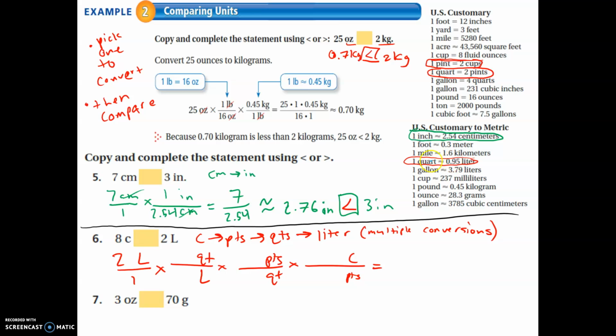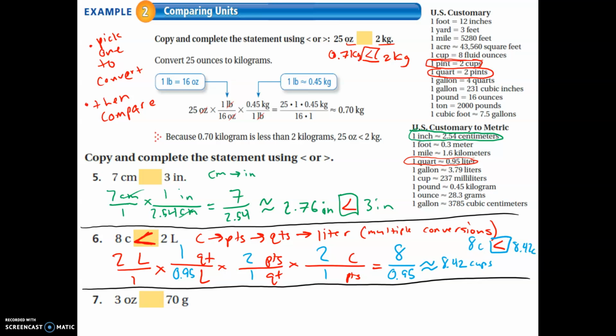So we go over here. Quarts to liters is 1 quart, 0.95 liters. Pints to quarts, that's 2 pints for 1 quart. And cups to pints, that's 2 cups, 1 pint. So now we multiply across. 2 times 1 times 2 times 2 is 8. And then 0.95 times all those ones is 0.95. So we have a division problem. Get out your calculator, and you get approximately 8.42 cups. So we've got 8 cups compared to 8.42 cups. And of course, 8 cups is less than 8.42 cups.